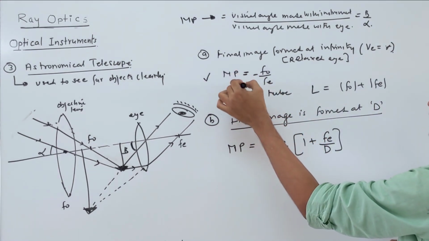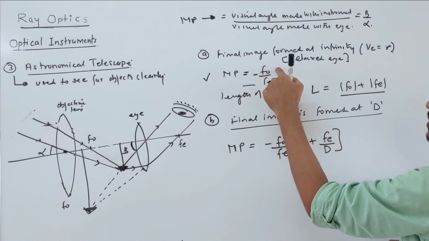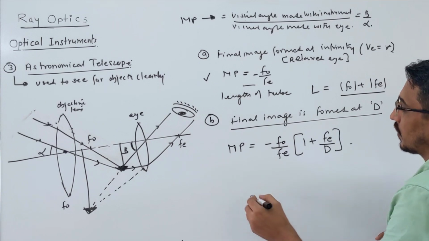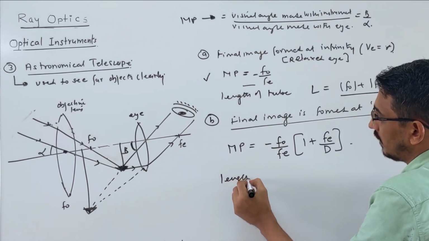Look at this relation, magnifying power and length of tube, both are in terms of focal length. Very important, though rarely they ask this thing. Here, the length of the tube.